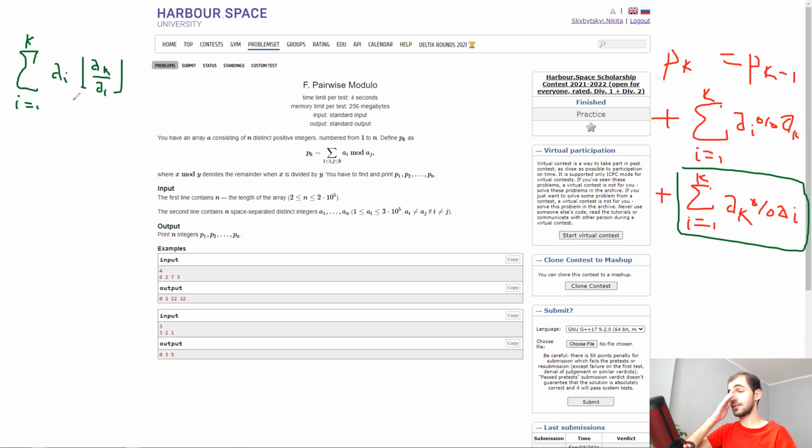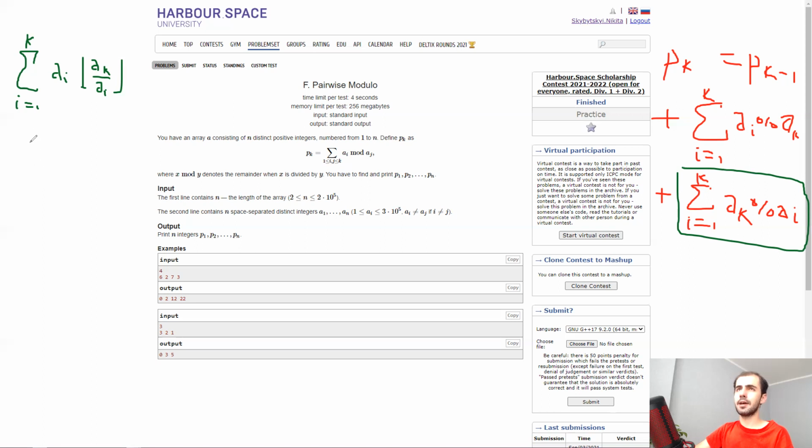So what I was thinking, okay, it appears to me that this kind of sum is in a way dual to what we have had before. So maybe we are going to need range updates and point queries, because we are effectively going to query some info related to AK only. And what updates can we carry out?